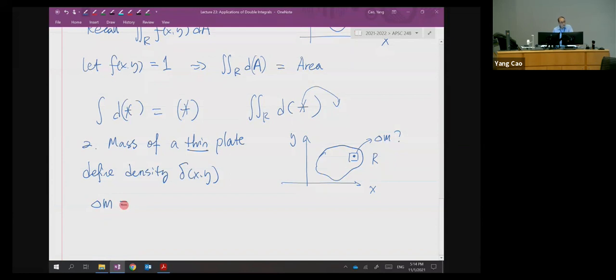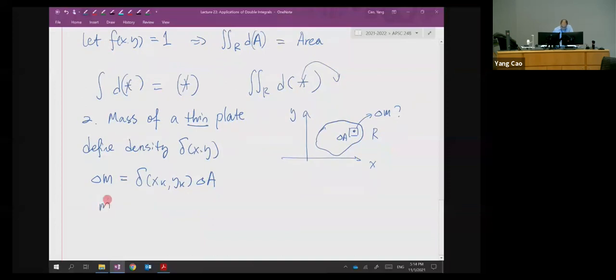Because it's a very small patch you have selected, we consider the density within that little area is constant. So let's say you selected density around the location (x_k, y_k). Then the density is delta of (x_k, y_k). That times the little area delta A gives you the mass of this small area. Then your total mass will be the addition of all of the small masses, where k goes from 1 to n.